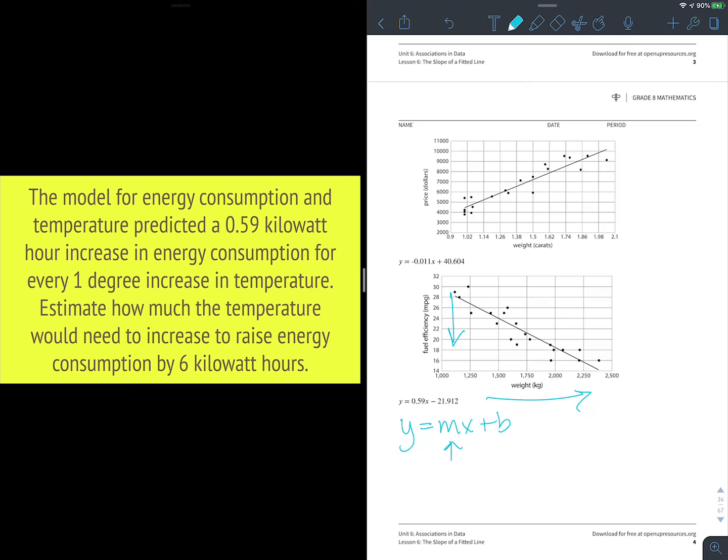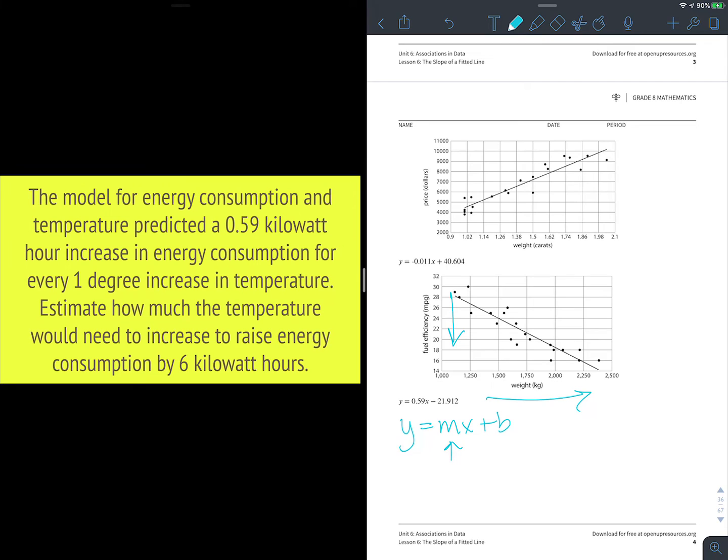The last question I have here is: the model for energy consumption and temperature predicted a 0.59 kilowatt hour increase in energy consumption for every 1 degree increase in temperature. Estimate how much the temperature would need to increase to raise energy consumption by 6 kilowatts. And it would need to increase a little bit more than 10 degrees.